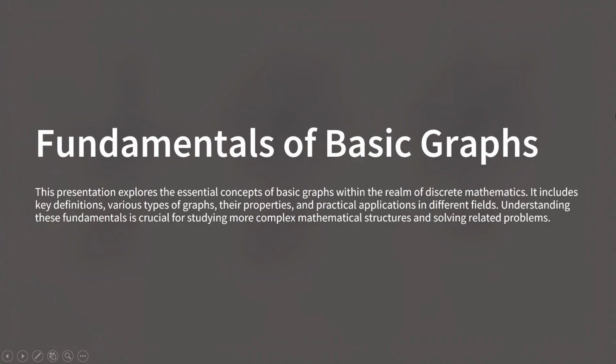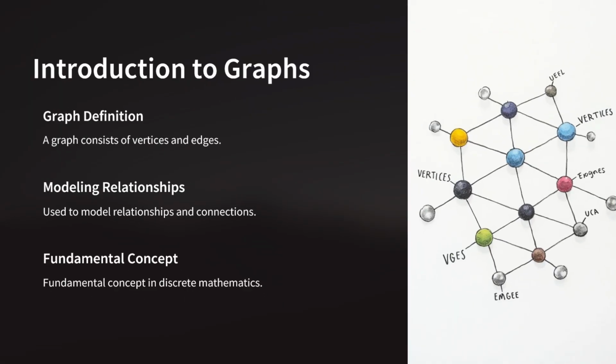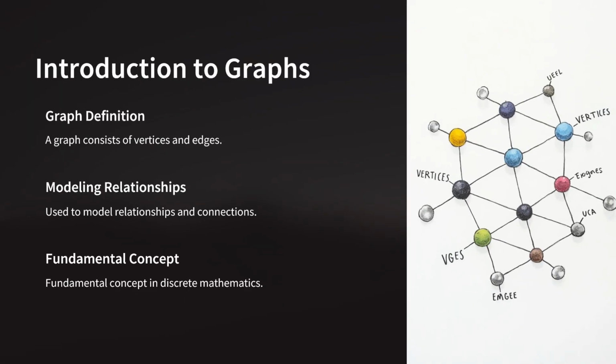Let's start with the big picture. Graphs are not just charts and plots. In discrete mathematics, a graph is a specific structure used to model pairwise relationships. The power of graph theory lies in its simplicity and abstraction. By reducing complex systems to points and connections, we can analyze and solve problems related to networking, connectivity, flow, and optimization. It's a fundamental concept that forms the backbone of more advanced topics in computer science, operation research, and beyond.